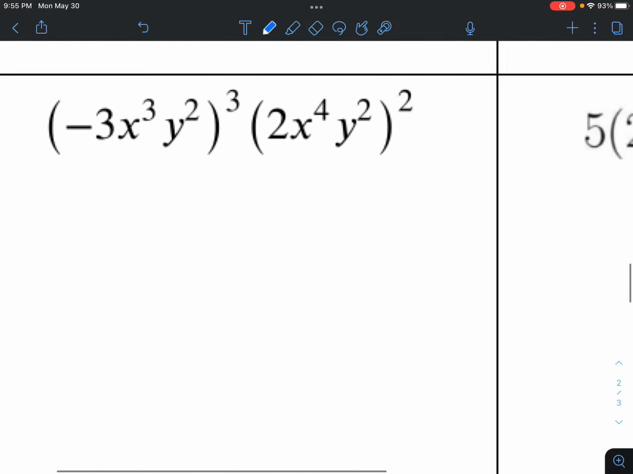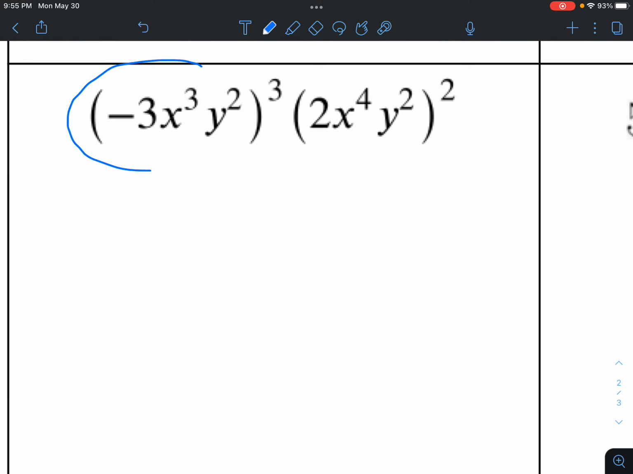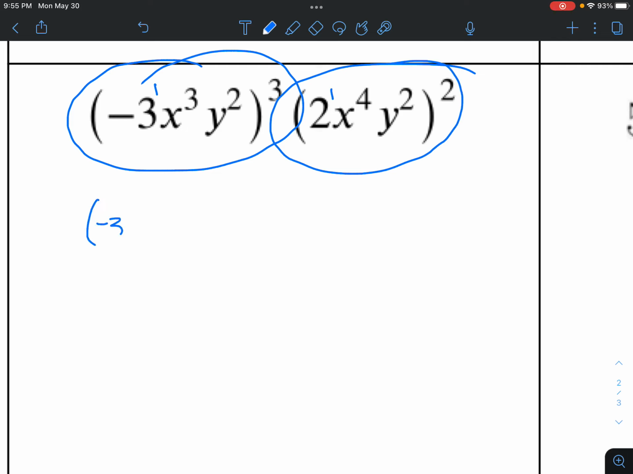Alright, I think there's the second last one. Here we have 2 power to a powers again, so we're going to do one at a time. Write in our invisible exponents so we don't forget. We have negative 3 to the 1 times 3, which is 3. Base x to the third to the third. 3 times 3 is 9. Base y to the 2 to the third is 2 times 3, which is 6.